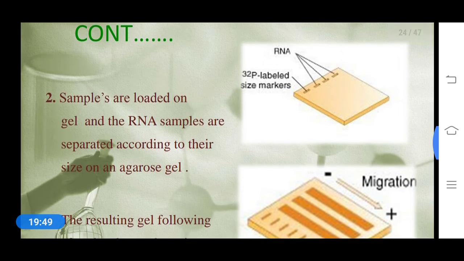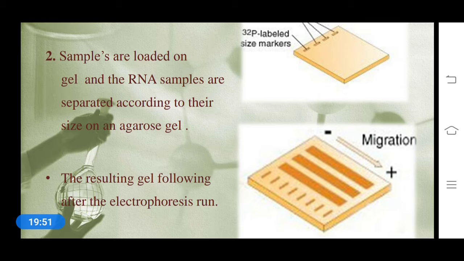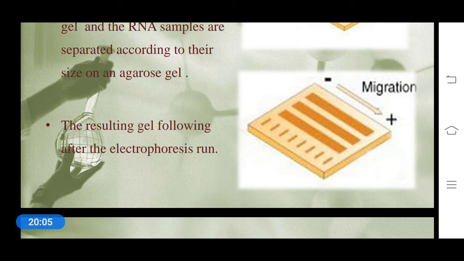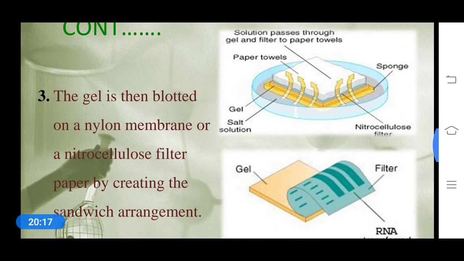Samples are loaded on an agarose gel, and RNA samples are separated according to their size on the agarose gel. After the electrophoresis run, we'll get different RNA fragments or RNA bands based on their molecular size.